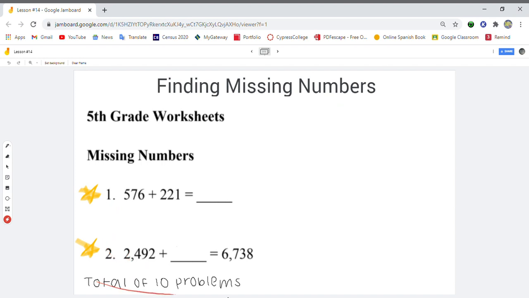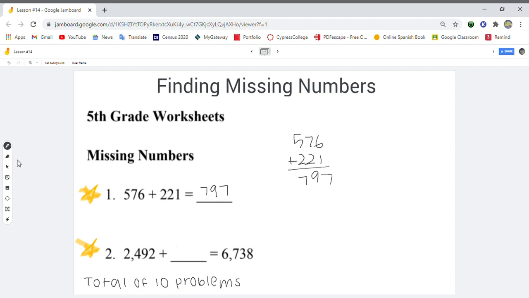So for number 1, we're given 576 plus 221 equals blank, which is our missing number. So to basically find this missing number, we just have to add these two numbers. So we do 576 plus 221. We end up with 797 as our missing number.